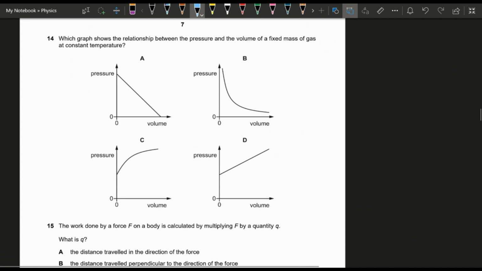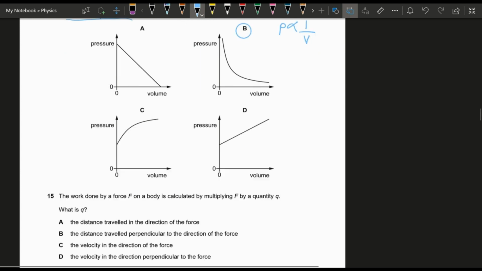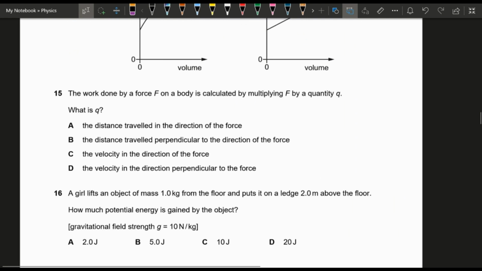Now let's move on to the next question. Which graph shows the relationship between pressure and volume of a fixed mass of gas at constant temperature? Fairly easy. Pressure and volume are inversely proportional, and the graph of inversely proportional is always a decreasing curve, hence B, right?